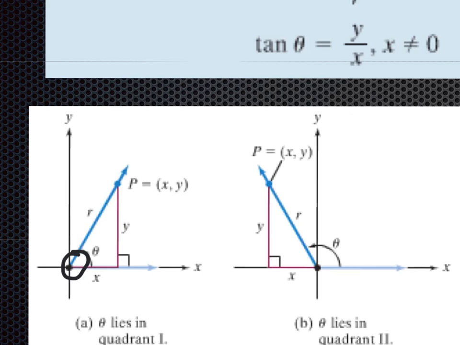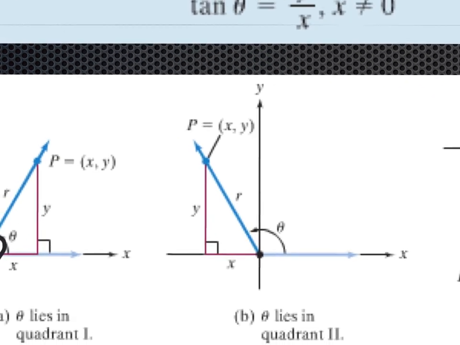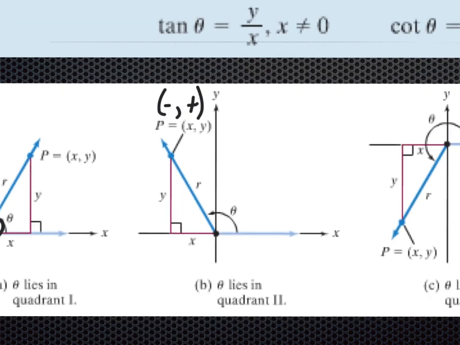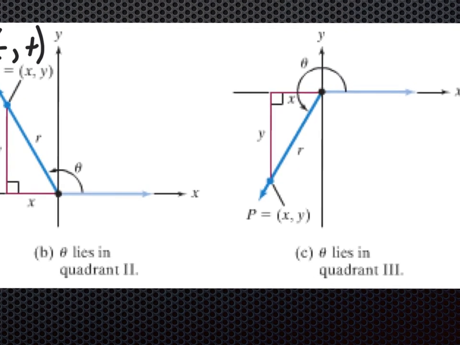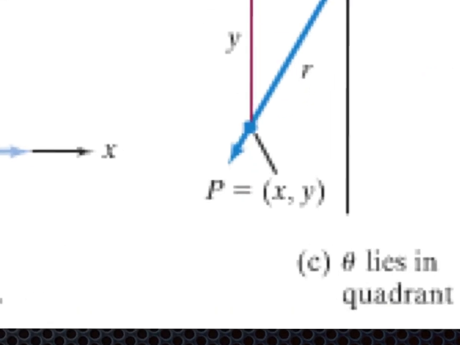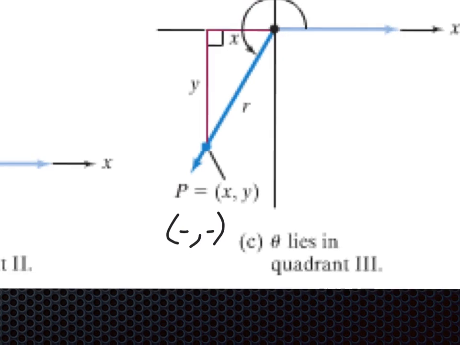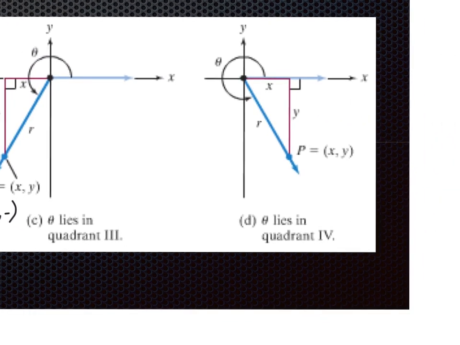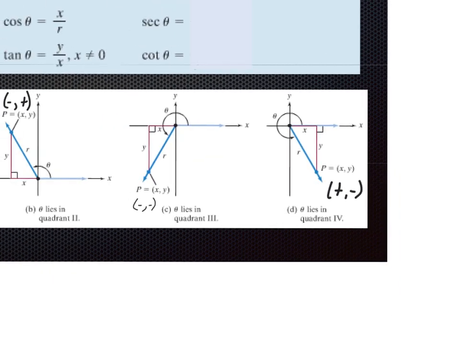If the terminal point that I give you is in the first quadrant, what are the signs of x and y? Positive, they're both positive. If it's in the second quadrant, what are the signs of your x and y? Negative and positive. This is important to know. If I give you a point that lies in the third quadrant, they're both negative, negative. And if I give you a point that lies in the fourth quadrant, it's positive, negative. Signs are extremely important here.